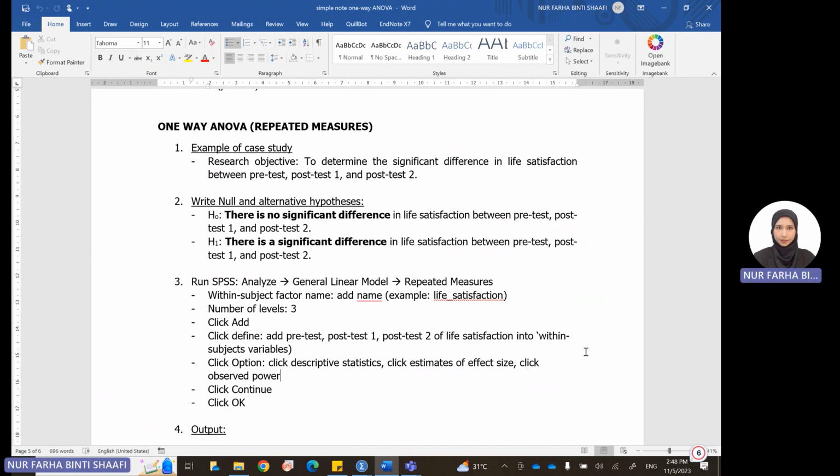So I think that's all. Any questions? No? Okay, but please make sure first, before you do ANOVA, before you do a t-test, your data should be normal. If not normal, you cannot do a parametric test, you cannot do ANOVA, you cannot do a t-test. So that's all, I think.